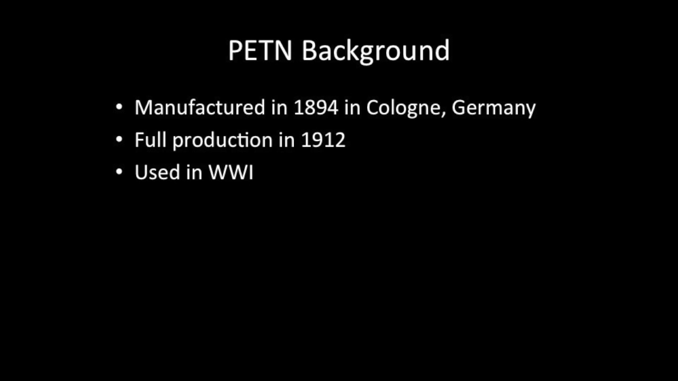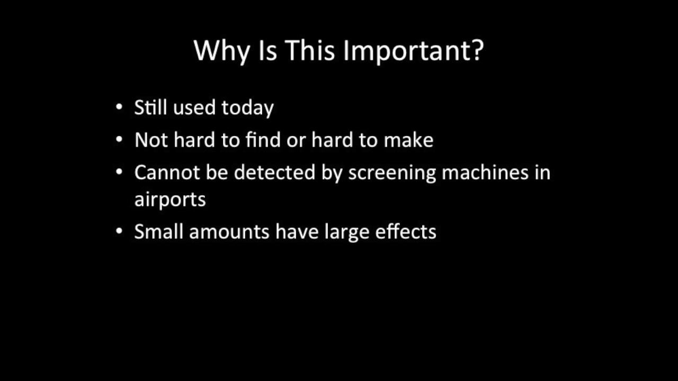The background of PETN is somewhat significant when talking about why it is important to us today. PETN was first manufactured in 1894 in Cologne, Germany. It went into full production in 1912 and was used by the German military in World War I. Still not seeing why this is important? Well, it's important because this explosive is still used today.